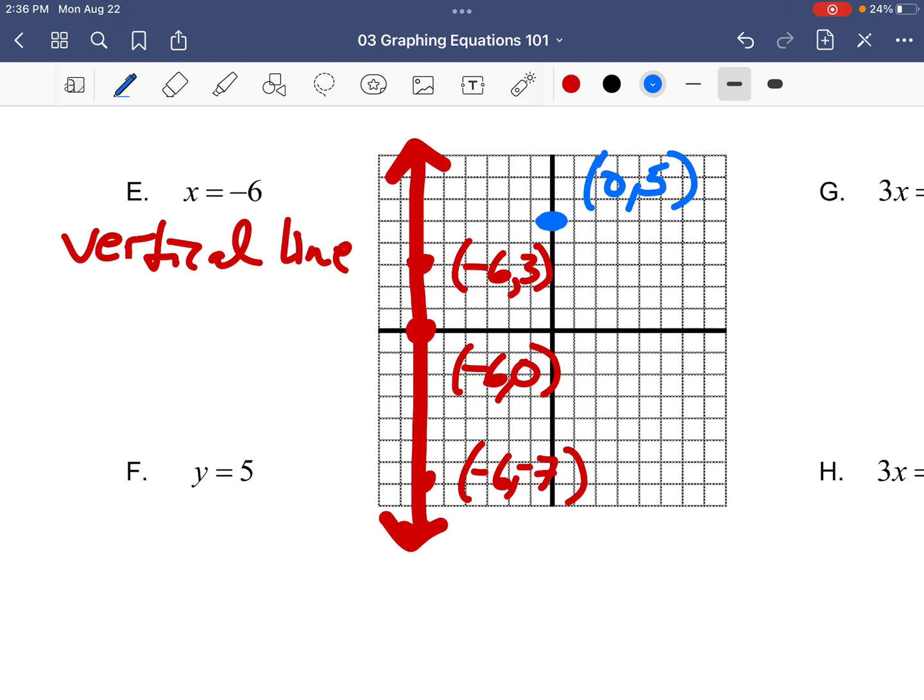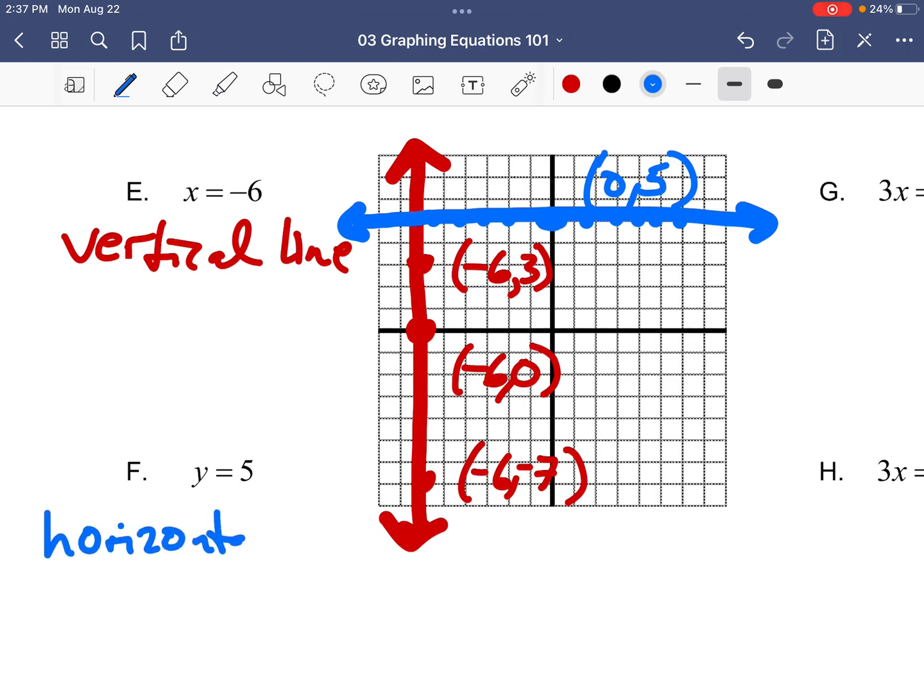What other point or points have a y value of 5? How about this point, this point, this point? Don't they all have y values of 5? They sure do. And as you look at the pattern of these points, you should eventually say that they represent a horizontal line. So when you have an equation where it's just y equals a number, that's going to graph as a horizontal line.